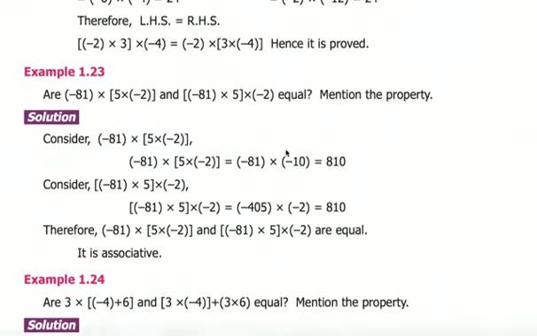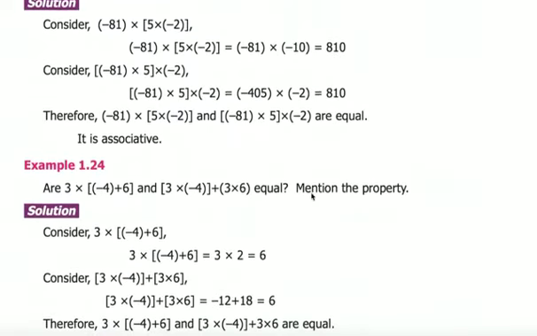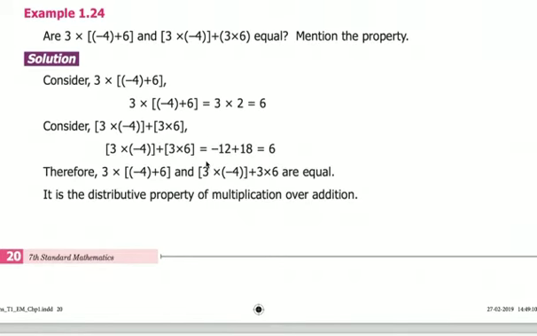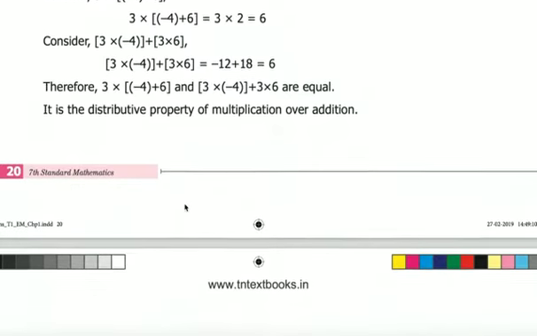Yeah, they are equal. 8 only you will get on both occasions. Here also they are equal. So consider first the left hand side. This is 2. 3 into 2 is 6. Now proceed with the right hand side. This is minus 12 and this is 18. Minus 12 plus 18 is 6. So this is the distributive property over addition. Sorry, the distributive property of multiplication over addition.